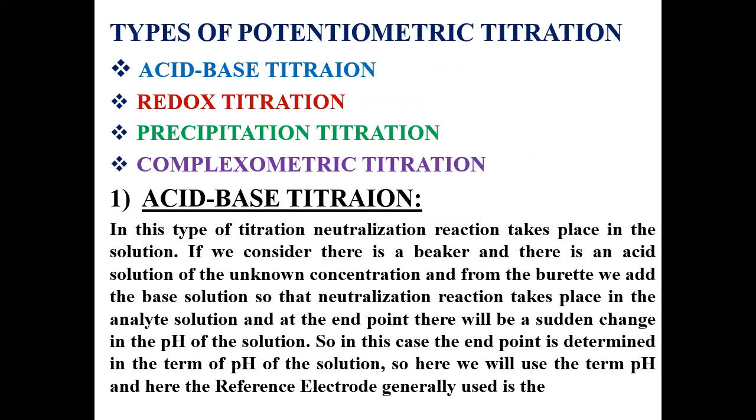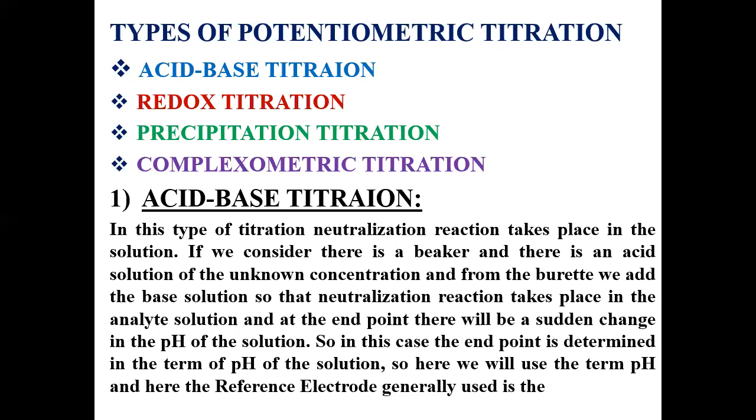Next, I am going to discuss different types of potentiometric titration. What are the various types of potentiometric titration? There are four types of potentiometric titration. You can see the first one is the acid-base titration, the second one is the redox titration, the third one is the precipitation titration, and the fourth one is the complexometric titration. So coming to the first one, which is acid-base titration.